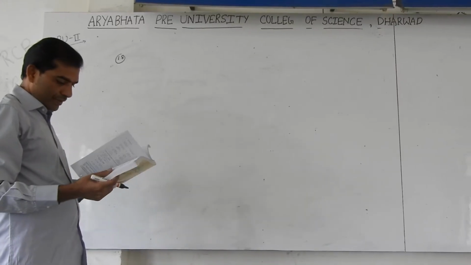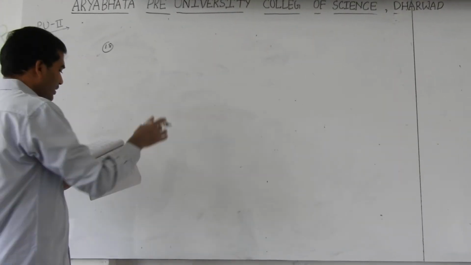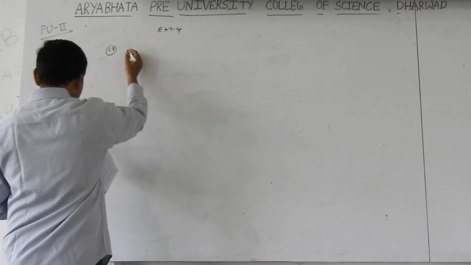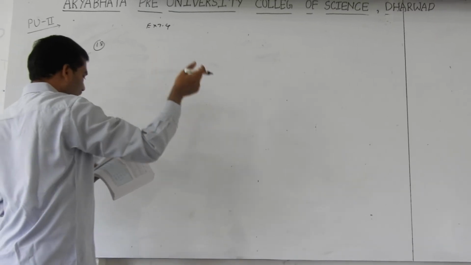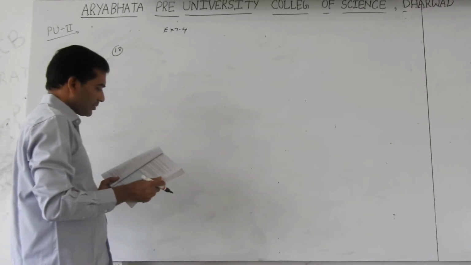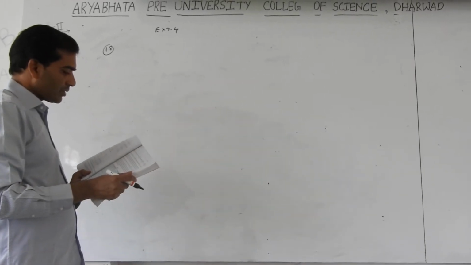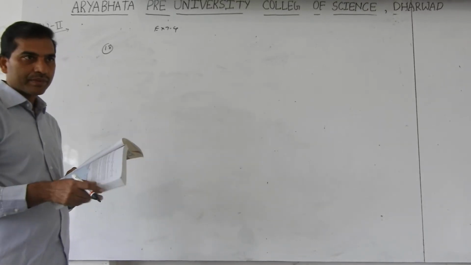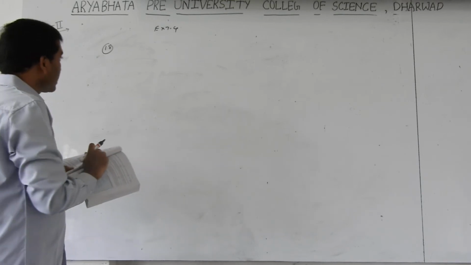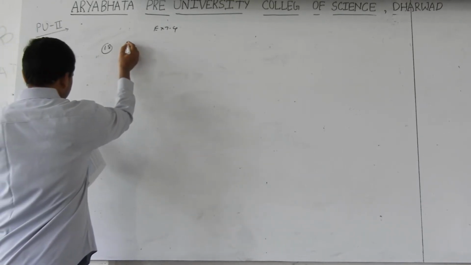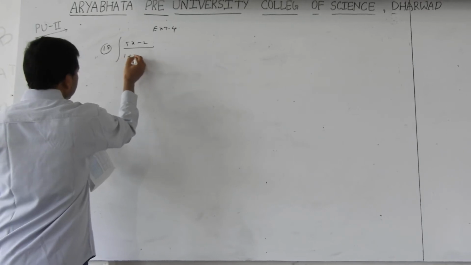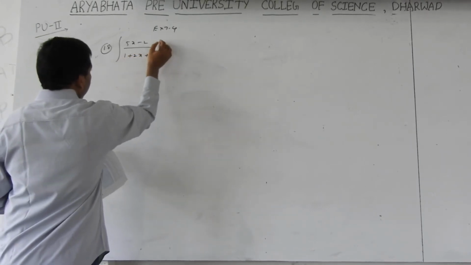Exercise 7.4, question 18. Questions 13 and 14 are different models, and the 30 exercise. You have discussed up to 15, and 16, 17 use the next method. Now by using this method, question 18: integral of (5x minus 2) by (1 plus 2x plus 3x square) dx.